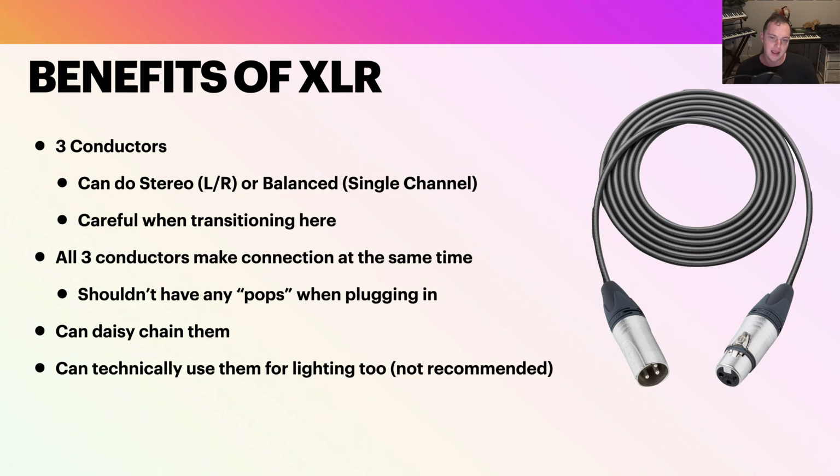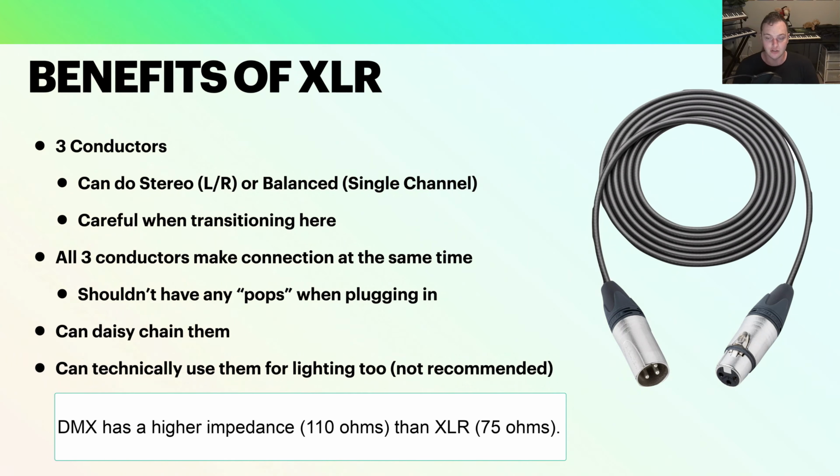And the last thing is you can technically use them for lighting as well. The difference is the connector is the same. The XLR connector and 3-pin DMX connector are the same, so you can use them interchangeably, but the impedance is different in the cable itself. So even though the connector ports are the same, you should be using special 3-pin DMX cable for lighting and 3-pin audio cable for audio. It has to do with the resistance across the two.